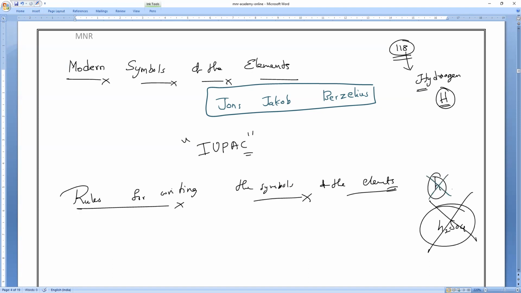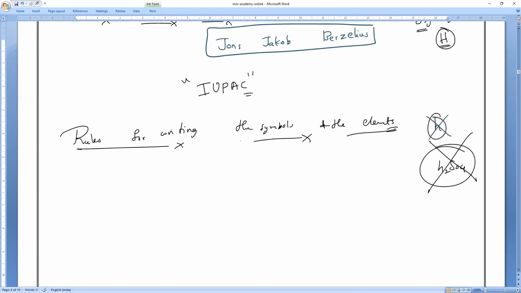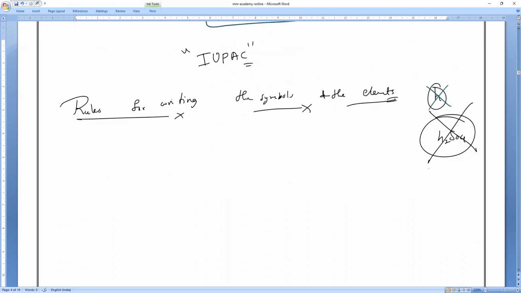I know many of your friends also do this, and you may also do it by the time. So that's why the rules for writing the symbols. For sodium, one of the boys wrote Na incorrectly. You won't believe, your seniors wrote it in the exam. I have seen. So you have to be extra conscious about these symbols of an element. Remember, rules for writing the symbols of an element.